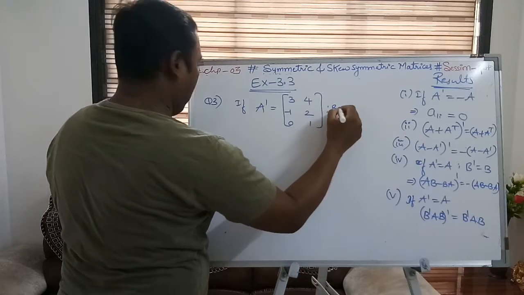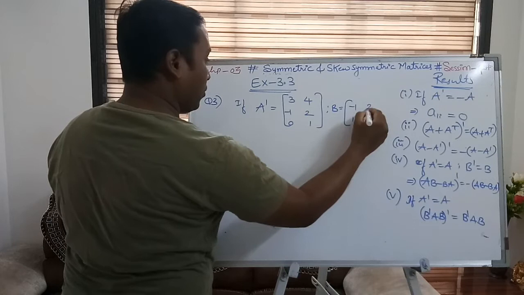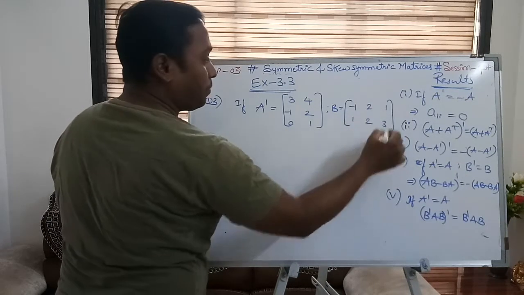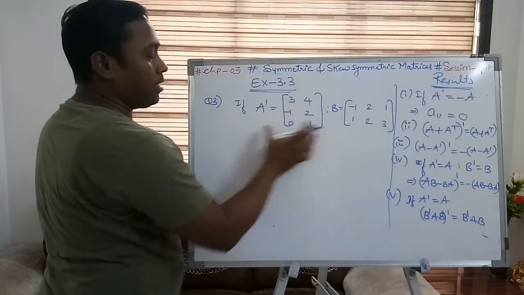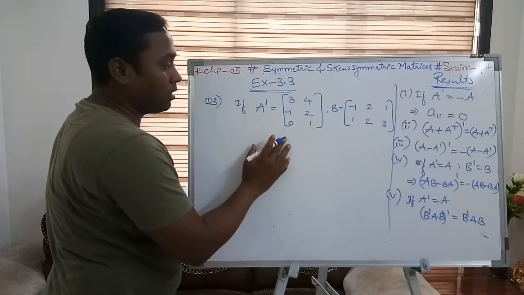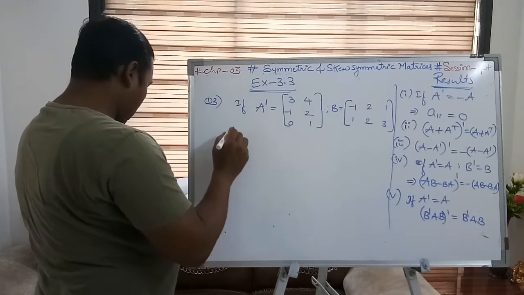3, 4, -1, 2, 0, and 1. Another matrix B is given as -1, 1, 2, 2, 1, and 3. These are the two matrices. It is A dash, you know, so by transposing this, you will get A. By transposing, you will get B dash.